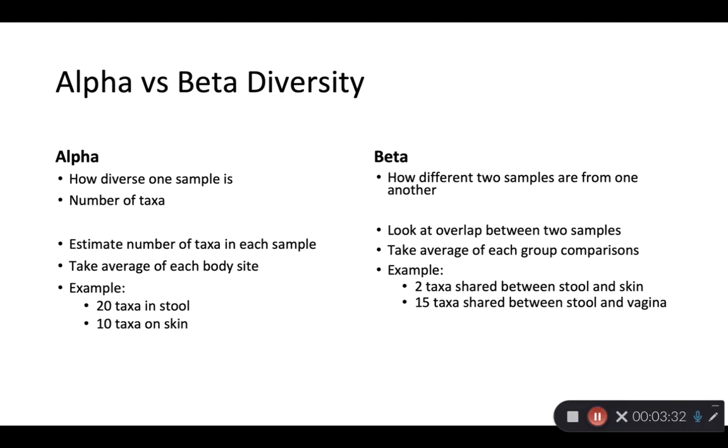So you could look at the overlap between two samples, how many shared taxa are there between those two samples. You could take the average of two different groups. If you have lots of samples, like you have 10 gut microbiome samples and 10 skin microbiome samples, you could take the average difference between samples. But you're making those comparisons.